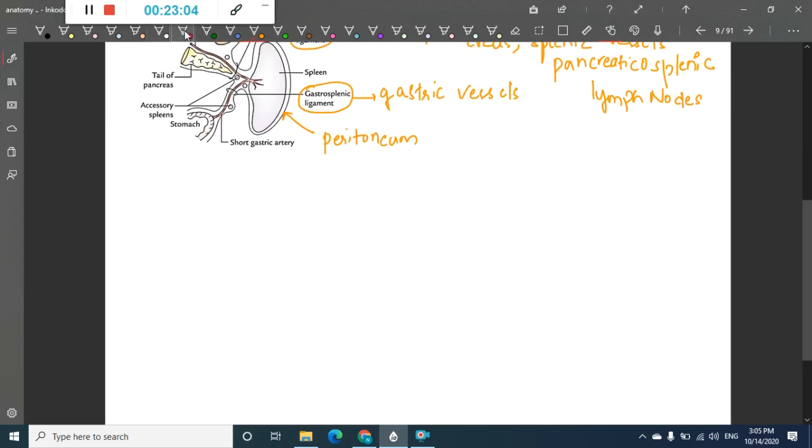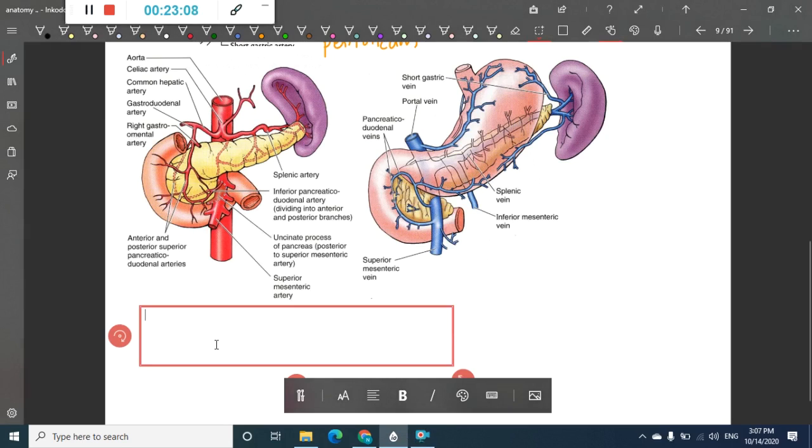Then we will see the arterial supply and venous supply. So we have first arterial supply. The artery which is supplying the spleen is the splenic artery. Splenic artery mainly supplies the spleen. This splenic artery is the largest branch of the celiac trunk, and it is supplying the spleen.